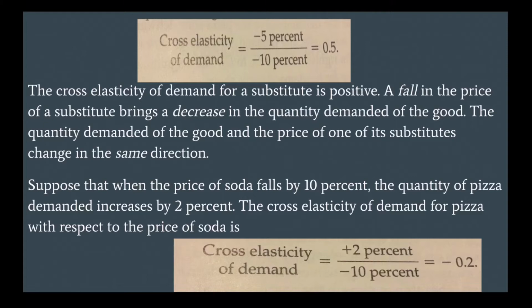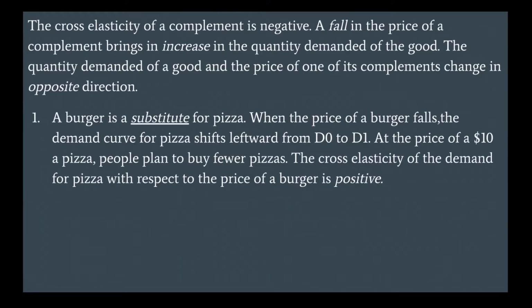Suppose that when the price of a soda falls by 10%, the quantity of pizza demanded increases by 2%. The cross-elasticity of demand for pizza with respect to the price of soda is negative 0.2. The cross-elasticity of a complement is negative. It means a fall in the price of a complement brings an increase in the quantity demanded of the good. The quantity demanded of a good and the price of one of its complements change in the opposite direction.